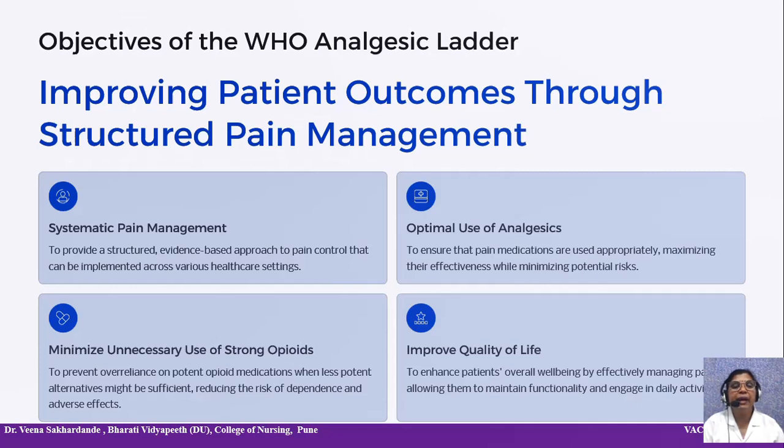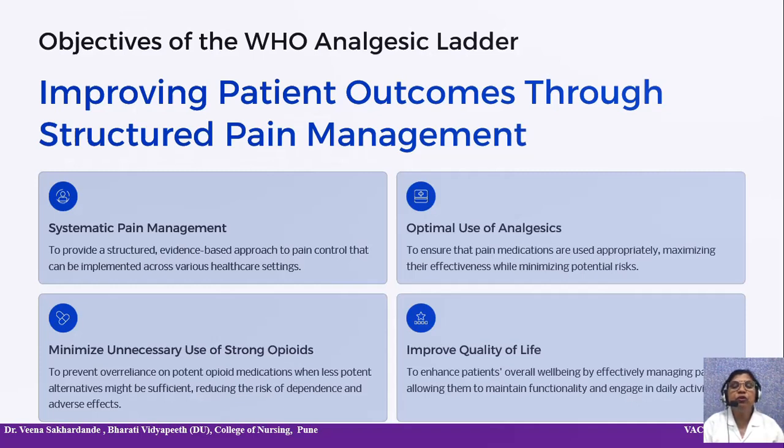Next, what are the objectives behind this? How can we improve patient outcome through structured pain management? First is systematic pain management. Second, optimal use of analgesics. Then minimize the unnecessary use of strong opioids and improve quality of life. How is it helpful for the patient in these 4 aspects? First, it gives the guideline to control the pain, and it is a very systematic approach to manage the pain. Optimal use of analgesics as per the requirement, as per the need, to avoid unnecessary overdose of analgesics.